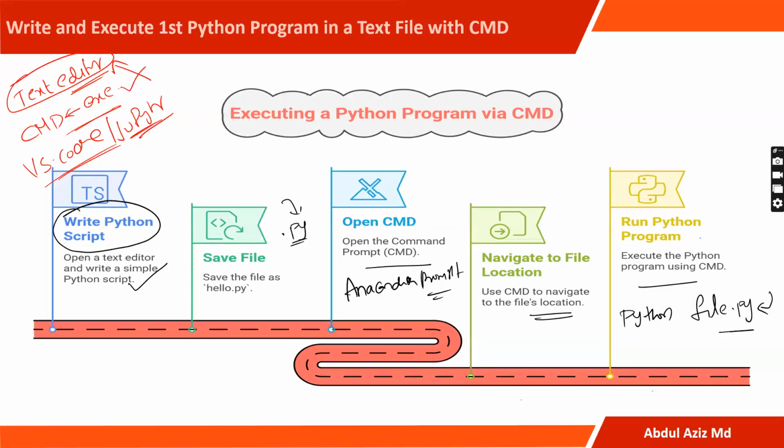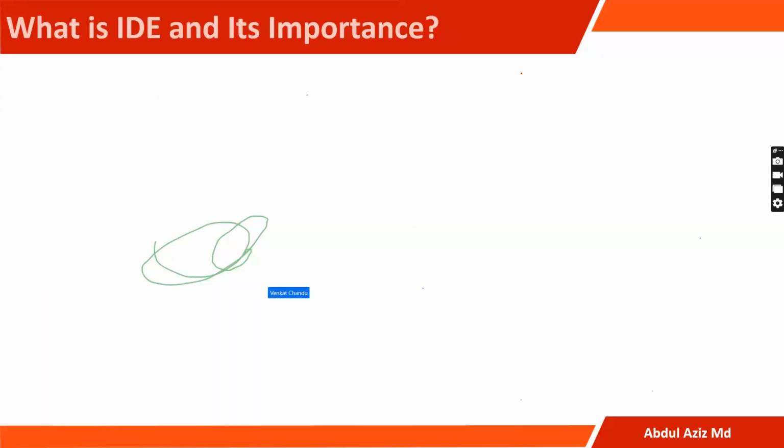So now we understood how to write the program on the simple command line, that is by using the command prompt, and how to execute the program in the CMD. Again, I request you to please don't take the control here. You are just disturbing the screen, please. So now I hope you understood what the integrated development environment is, and its importance also.